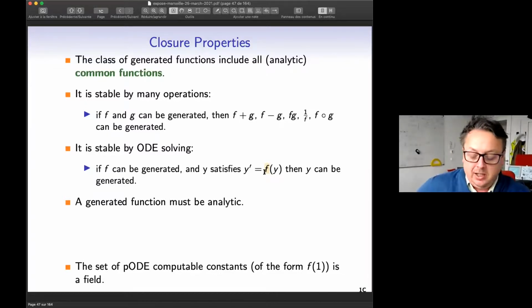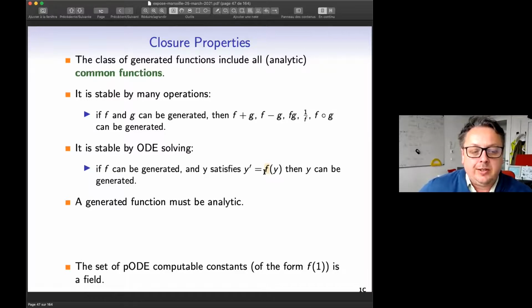computability. In computability, the class of computable functions is stable by many properties, so it's very stable. And here you have exactly the same. So the class of generated functions is very wide. Of course, this doesn't include all functions, because first, if the function that you want to draw is not derivable, then of course you could not draw it that way.